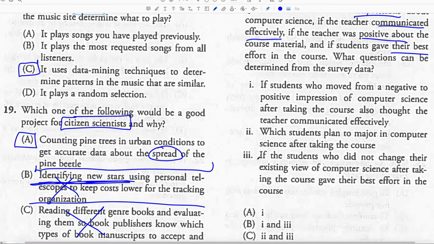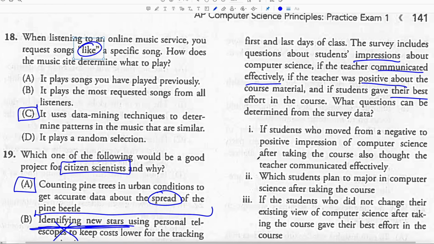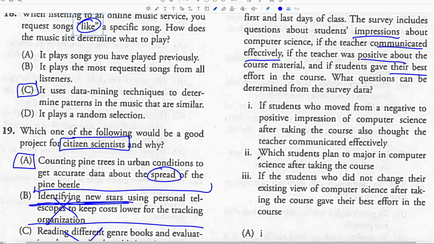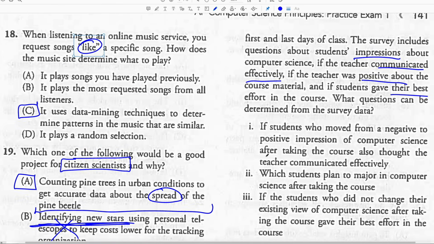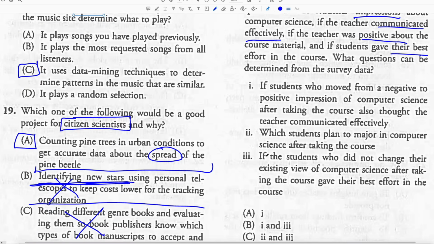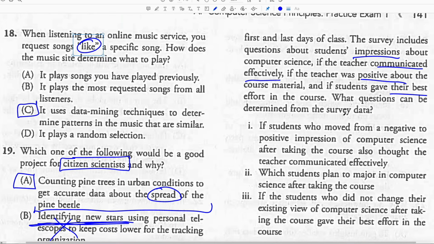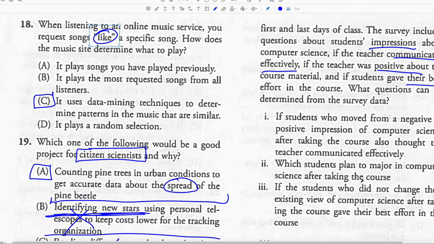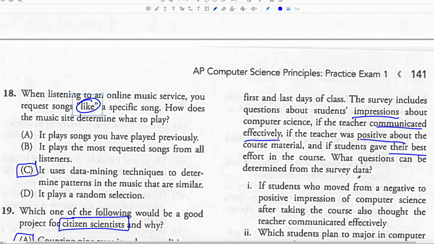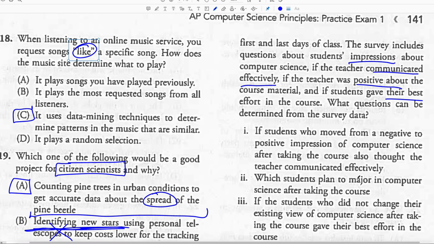Okay, so for number, what is this? This is number 21. One kind of feels like it is possible, right? They are capturing those feelings about the course and feelings about the teacher. So 2 says, which students plan to major in computer science after taking the course? I don't think it's asking that. It's not asking who's going to major in it. So I do not see any reference to that there.